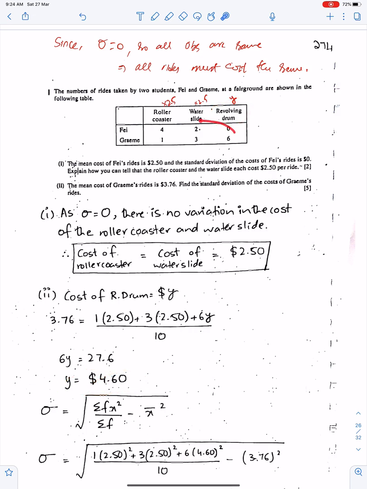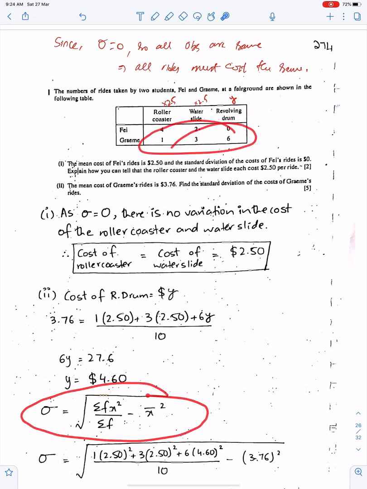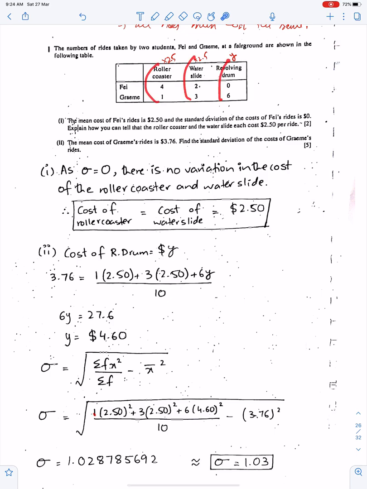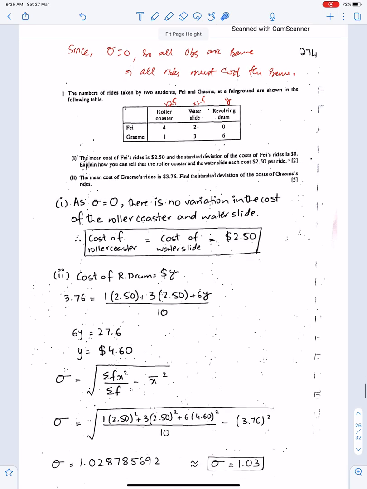Now we can easily get the standard deviation. This is the formula of standard deviation, and you know how to get it. F times this, F times this, and F times this, squared. F times 1 times the square of this, 3 times square of this, 6 times square of this, and this is the standard deviation. You can check the solution.